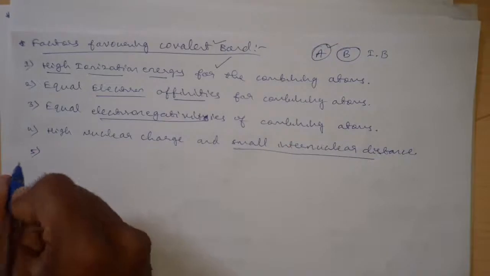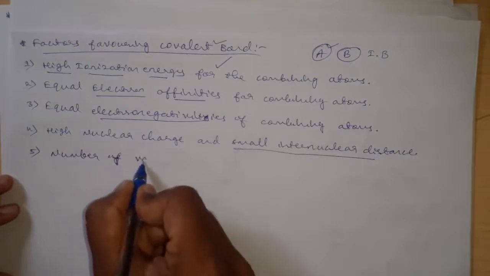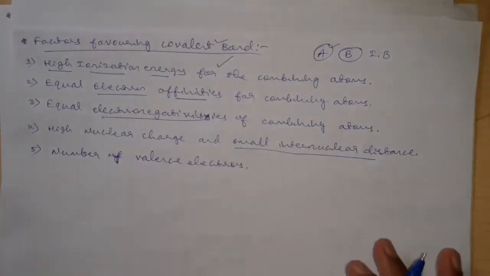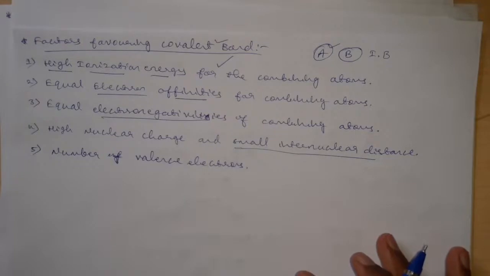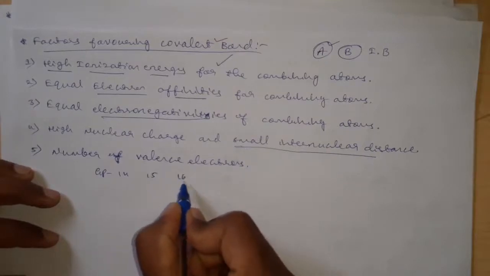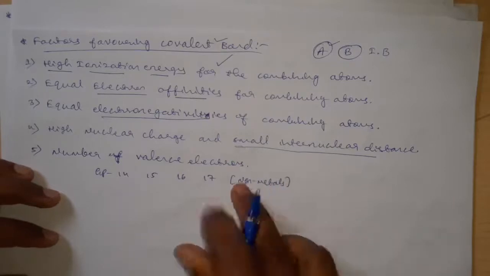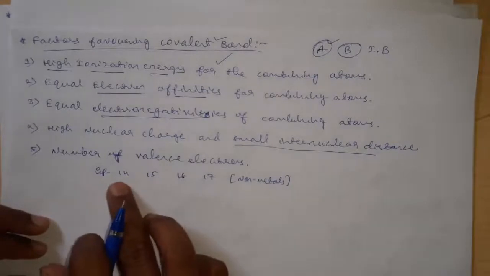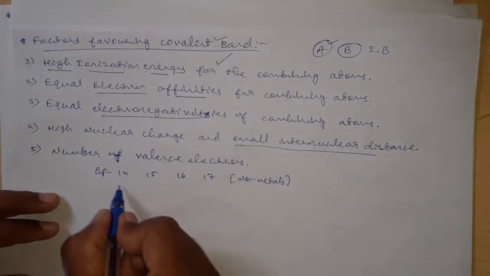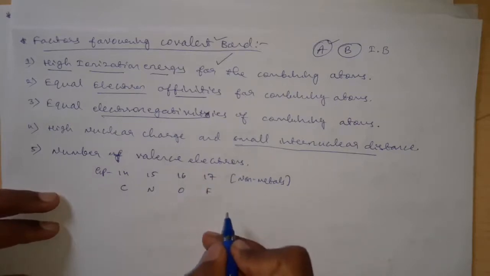Okay. Then the last factor is the number of valence electrons. Here the number of valence electrons present in the combining atoms also plays an important role. The atoms of groups 14, 15, 16 and 17, or we can say almost all non-metals, will form covalent compounds. For example, the carbon family, nitrogen family, oxygen family and halogens, meaning the fluorine family.